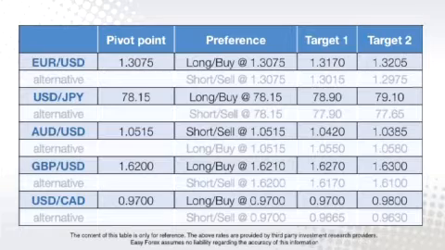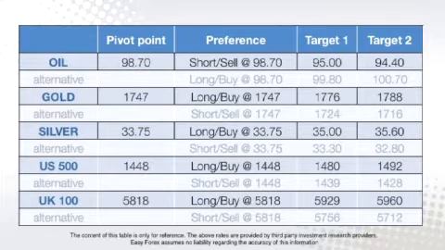Looking at commodities and indices, the oil pivot point is at 98.70 with a preference to enter into short positions at 98.70. The gold pivot point is at 1747 with a preference to enter into long positions at 1747. The silver pivot point is at 33.75 with a preference to enter into long positions at 33.75. The US 500 is at 1448 with a preference to enter into long positions at 1448. And the UK 100 is at 5818 with a preference to enter into long positions at 5818.